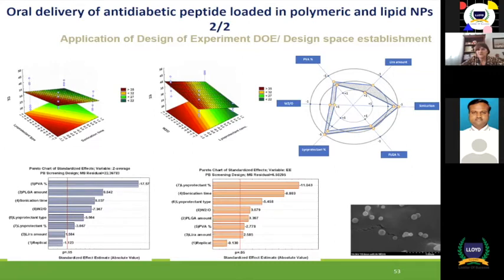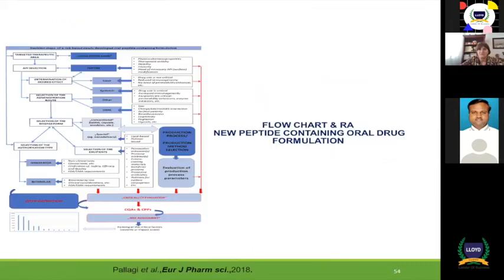Here you see the Pareto charts concerning this. What are the most effective, most risky, or most affecting parameters in the case of polymeric nanoparticles?